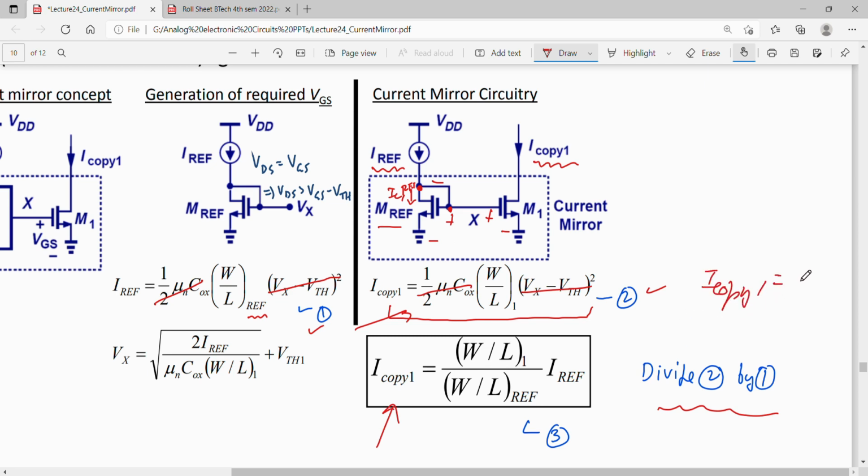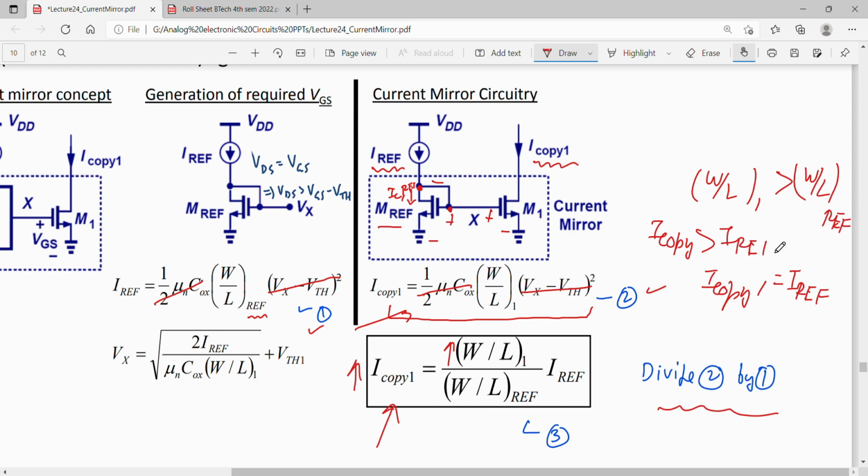Otherwise, the current will differ. Okay. So if I want to scale this I copy 1, I'll have to increase W by L. So W by L of 1 should be greater than W by L of the reference transistor, if I want I copy 1 to be greater than Iref. Similarly, W by L of 1 will be less than W by L of ref to make I copy less than Iref.